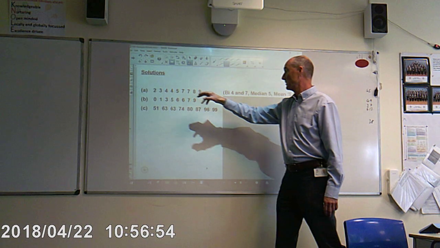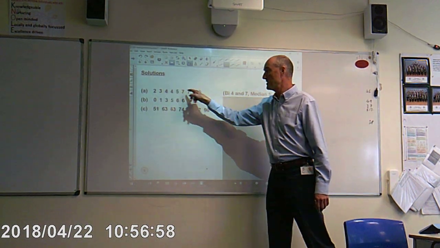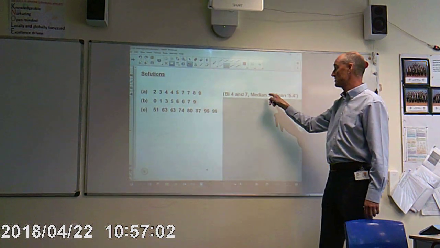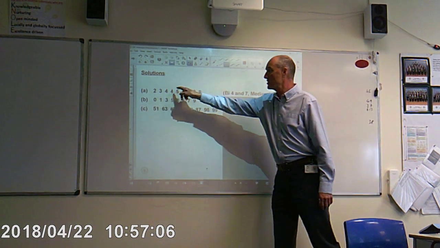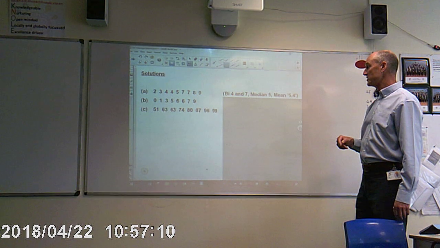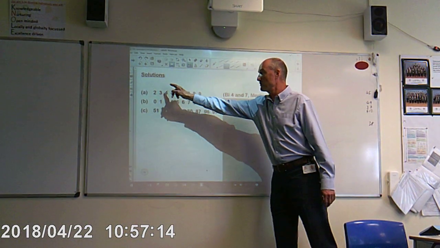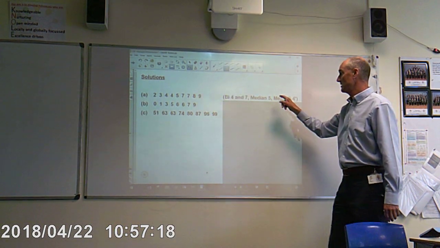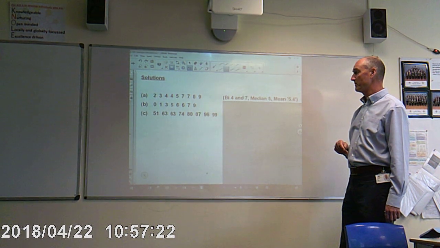Alright. Median, what's the number that comes in the middle? Well, there's 9 numbers altogether, so the number that comes in the middle is the 5. So the median is the 5. And the mean, you add all those numbers up, what do they add up to? They add up to 49, and you've got 9 numbers in the sample, so 49 divided by 9 means that your mean value is 5.4.